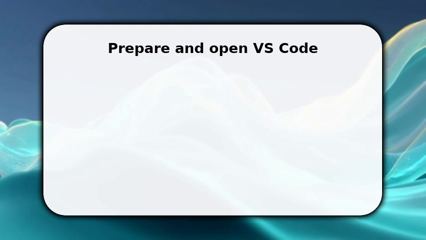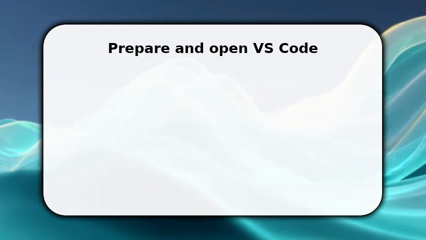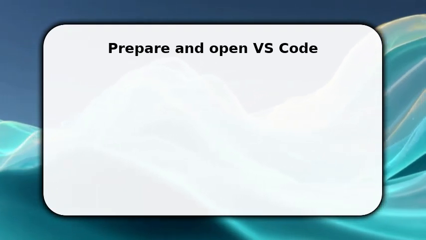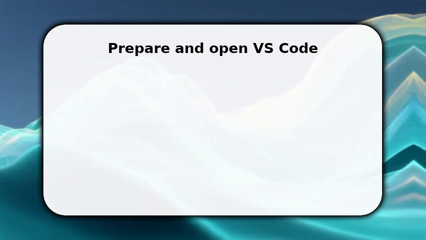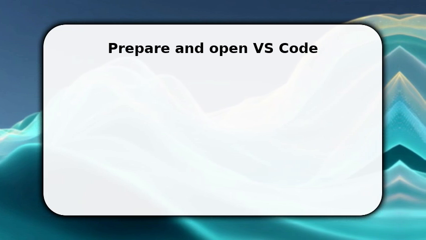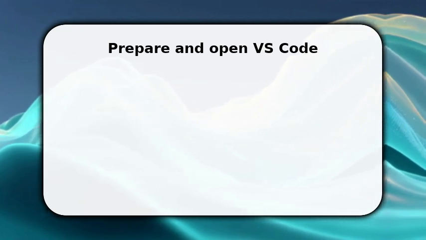You start by preparing the environment so the reset is safe. Close Visual Studio Code and export or copy settings.json, keybindings.json, and your extensions list. This preserves anything you may need later.